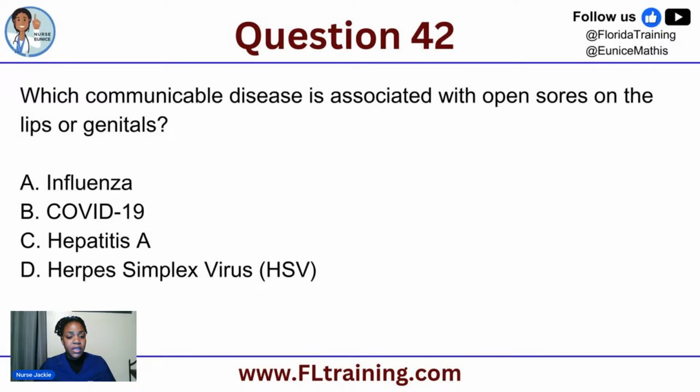Which communicable disease is associated with open sores on the lips or the genitals? A, influenza. B, COVID-19. C, hepatitis A. Or D, herpes simplex virus, also known as HSV. So open sores here on the lips or the genitals. Give you guys a few seconds here. You guys are so smart. Here we go in 3, 2, and 1.